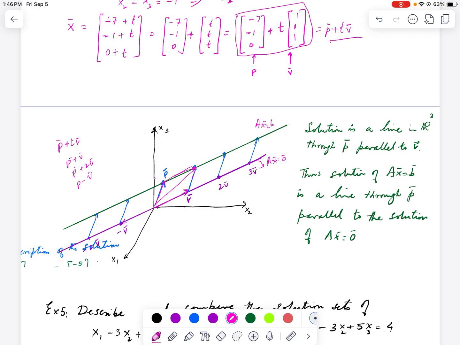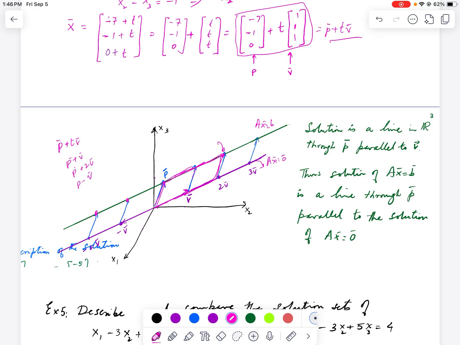Similarly, if you do p plus 2v, then our parallelogram will be this one. We are again arriving on the green line and so on. You can check that if you do p minus v, you will find the same thing, that we are arriving at the green line. And so we say that the solution is the line in R3 through p parallel to v.